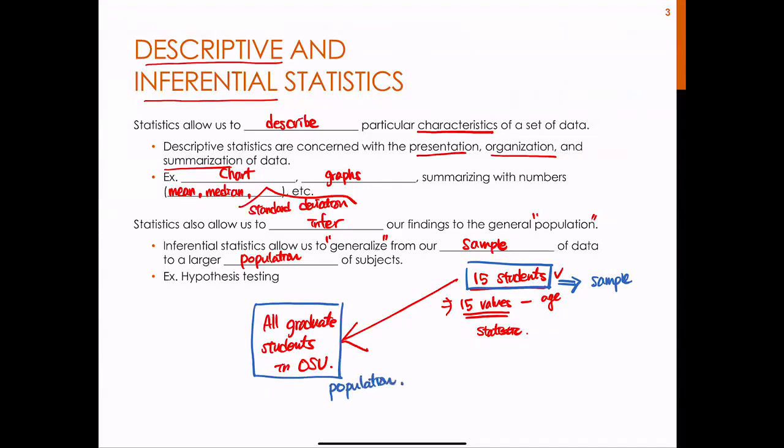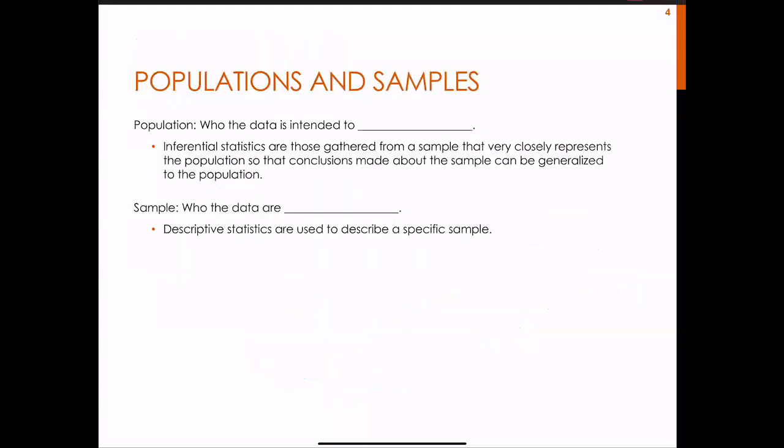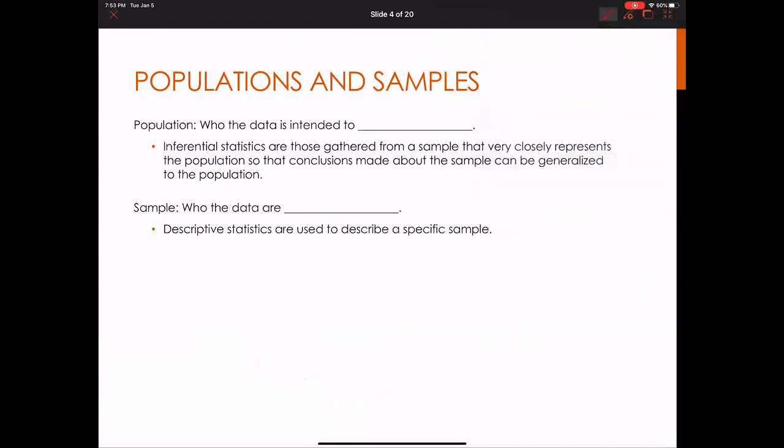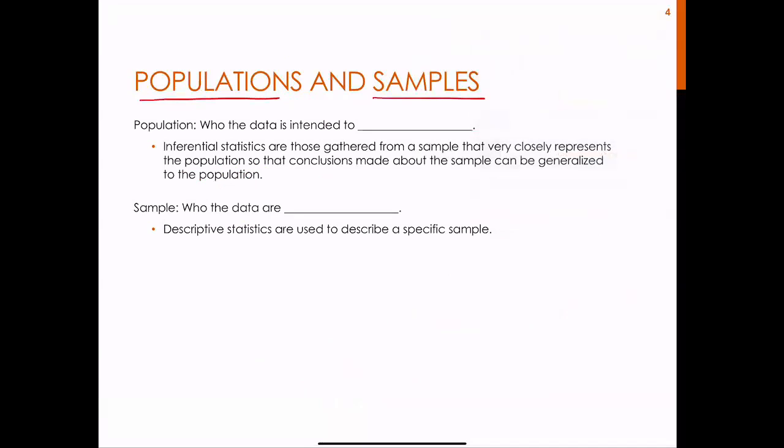So statistics allow us to describe specific characteristics of a set of data and also allow us to infer our findings to the general population. This is the descriptive and inferential statistics. So let's talk a little bit more about the population and samples. Population means who the data is intended to describe.